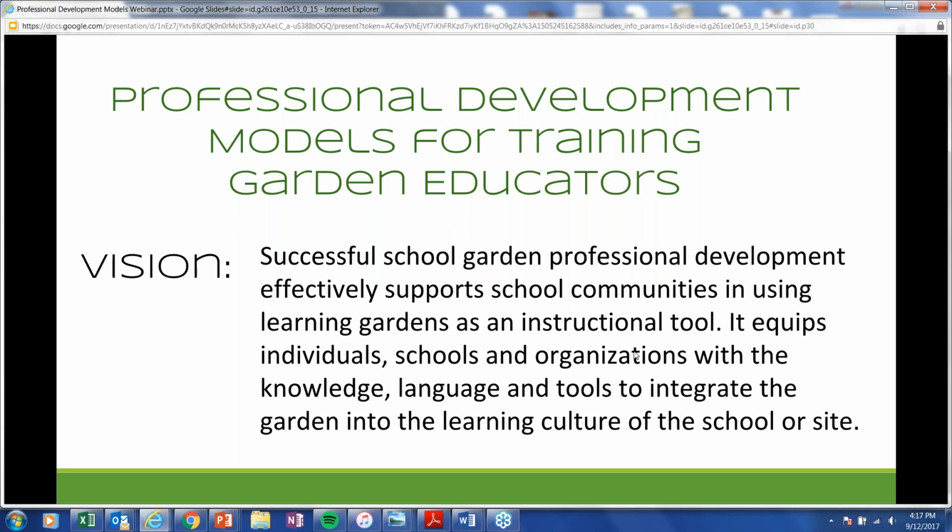And so many of us across the country are this network, this web, who use all these different methods. And hopefully we're successfully finding ways to truly integrate our gardens into the learning culture of the schools.